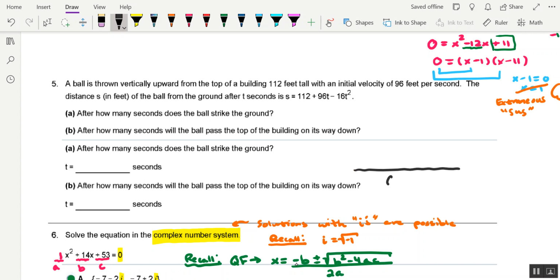So let's imagine this is our ground, and we have our building. This building is 112 feet tall, and something is throwing the ball upward from the top of the building. Let's say it's right here. It's going to go up, and then gravity is going to take over and bring it down to where it hits the ground.